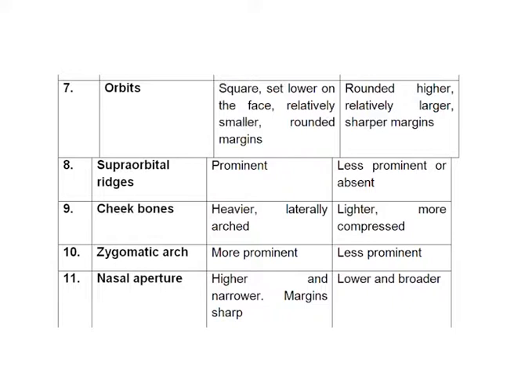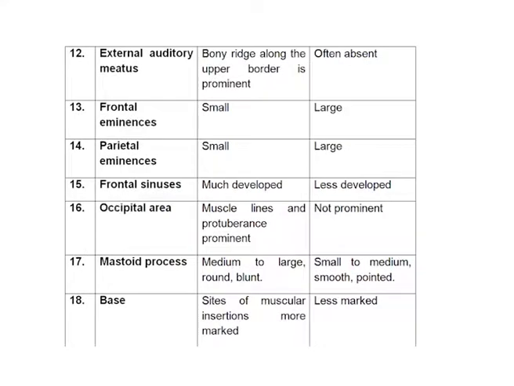The nasal aperture is higher and narrower with sharp margins in males, whereas it is lower and broader in females. In the external auditory meatus of male skulls, the bony ridge along the upper border is prominent, whereas it is often absent in females. The frontal eminences and parietal eminences are small in males, whereas they are larger in females. The frontal sinuses are much developed in males, whereas they are less developed in females. In the occipital area, the muscle lines and protuberance are prominent in males, whereas they are not prominent in female skulls.